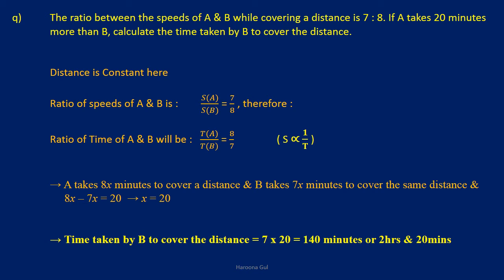And the difference between the time of A and B is 20 minutes. So 8x minus 7x is equal to 20. That is, x is equal to 20. Now that we know the value of x, we can easily calculate the time taken by B to cover the distance. Time taken by B is 7x and x is 20. So 7 into 20 gives us 140 minutes or 2 hours and 20 minutes.